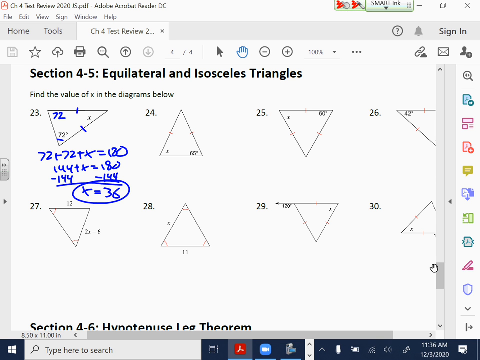Number 24, this one's easy. Since it's isosceles, the base angles are congruent, so it's just got to be 65. That's what the other base angle is.